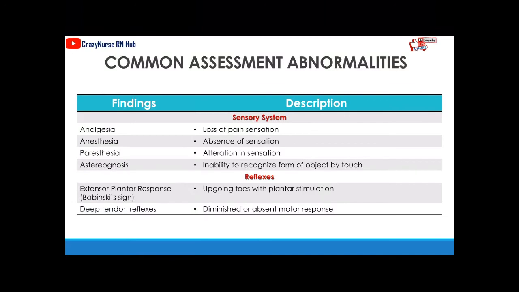For the sensory system, we have your analgesia. It is the loss of pain sensation, and also we have your anesthesia. It is the absence of sensation, and we also have your paresthesia. It is an alteration in sensation. And lastly, we have your astereognosis. It is the inability to recognize form of object by touch.